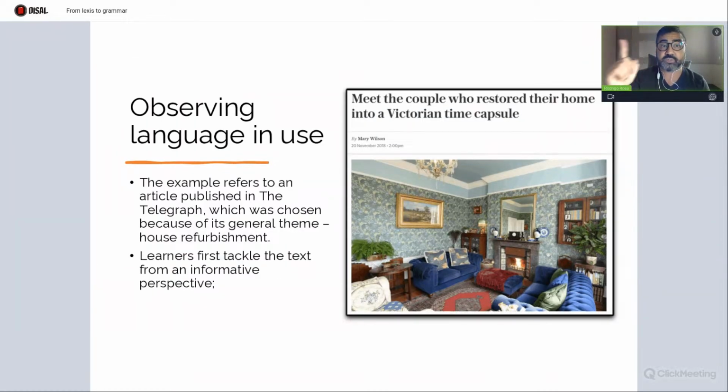So the first one, observing language in use, okay? So if my objective was to teach them schematic caused motions, or at least to make them interpret them correctly, what I did was I selected, we use this text for comprehension reasons.